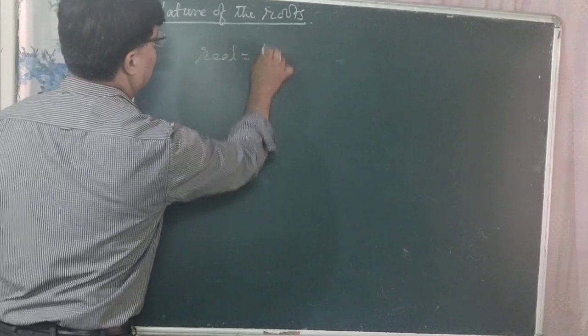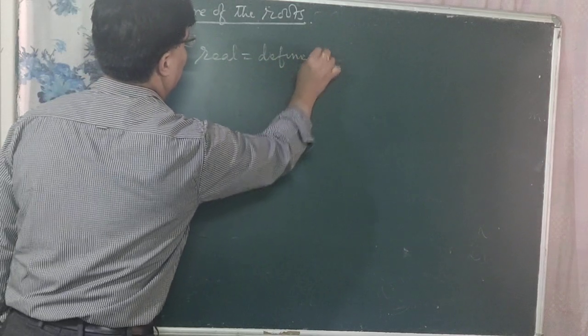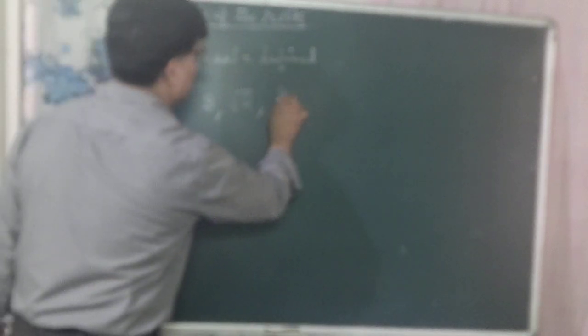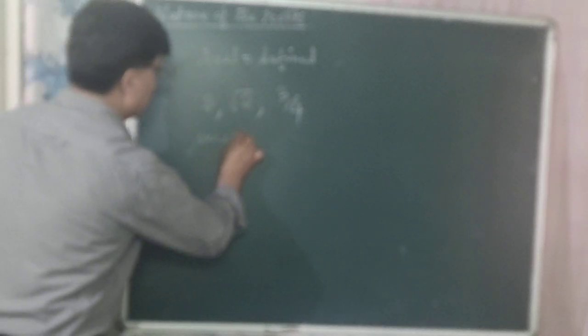Real means defined. Like number 3 is a defined number. Root over 2 is also a defined number. Okay. 3 by 4 is also a defined number. So what do you mean by imaginary?